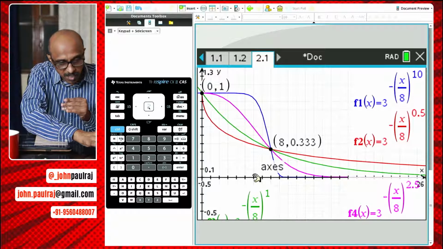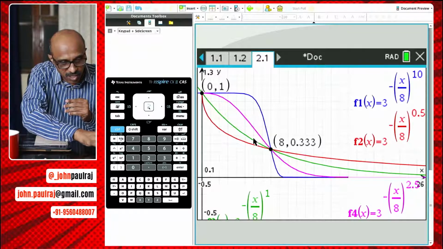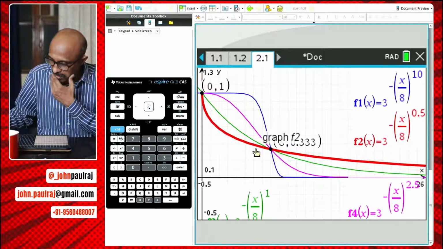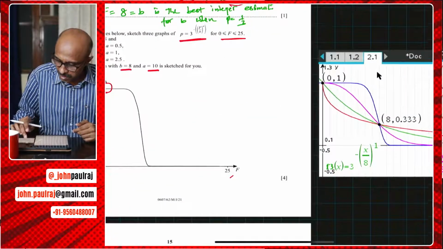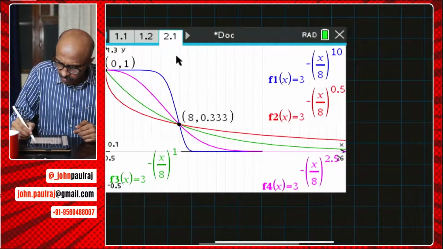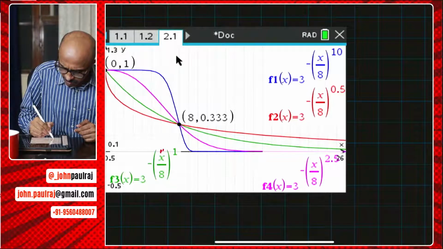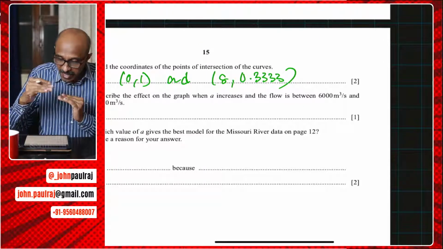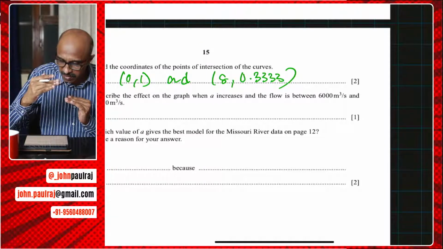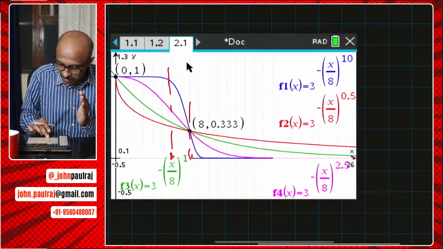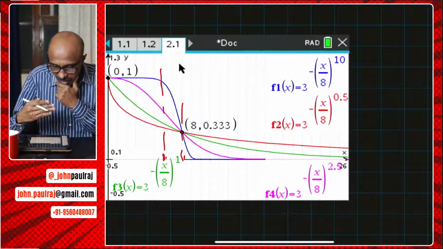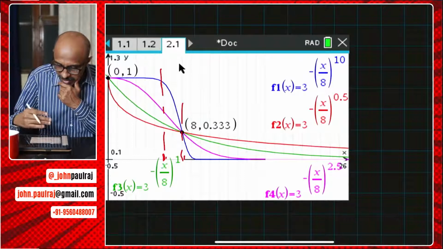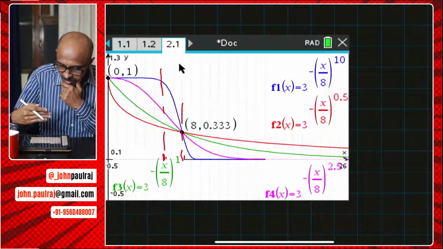So from 6,000, that's the point here, to 8 here. In that region, if I were to draw it on the iPad, we're looking for the region from here to here for these graphs. So you're just observing what is happening to the graphs. The question says describe the effect on the graph as A increases and the flow is in that interval from 6 to 8. Basically what's happening is that the rate of flow is decreasing.